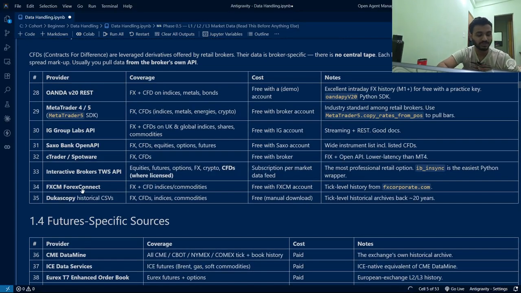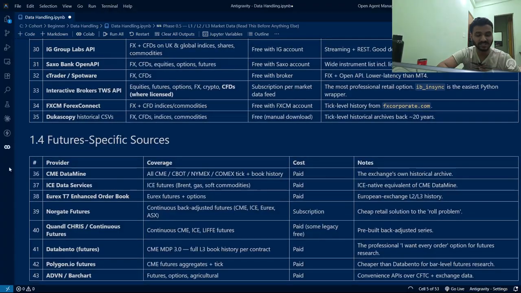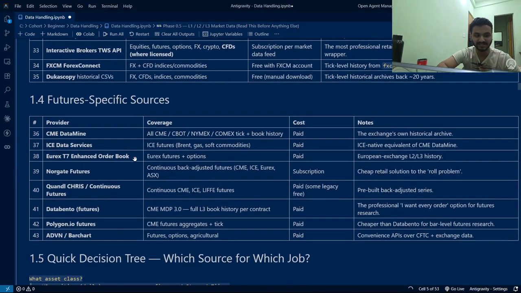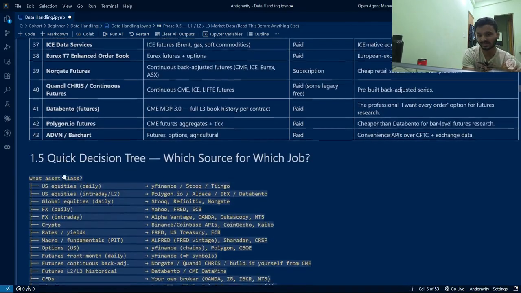Then you've got your FXCM, ForexConnect, Dukascopy, and it's free, but you have to manually download it. Then you've got your futures-specific sources: CME DataMine, ICE Data Services, Eurex T7 enhanced order book, Norgate futures, Quandl, Quandl continuous futures, Databento, Polygon futures, Barchart, right?